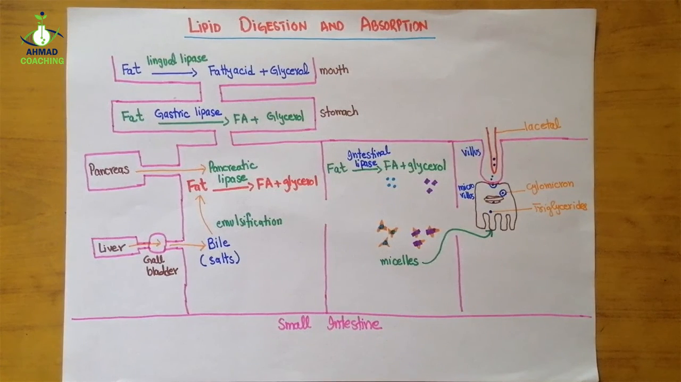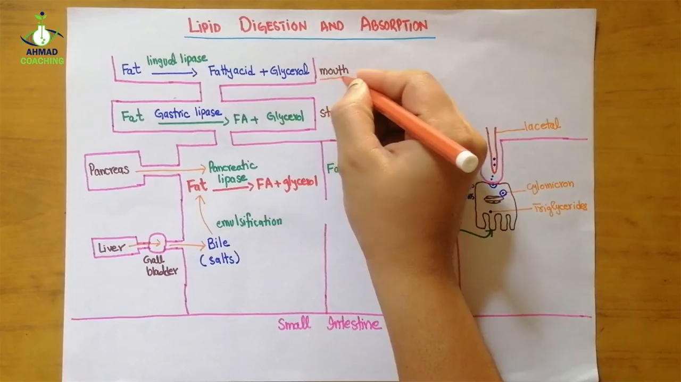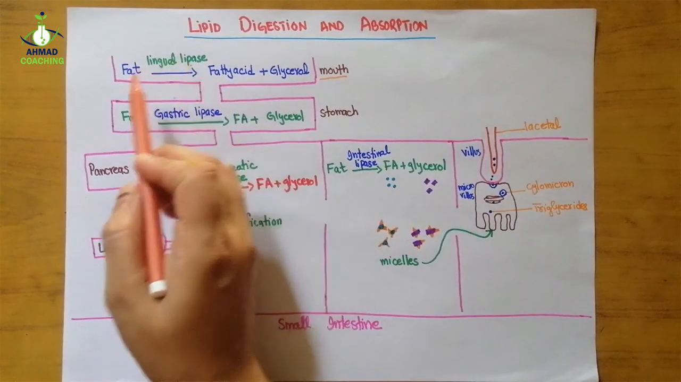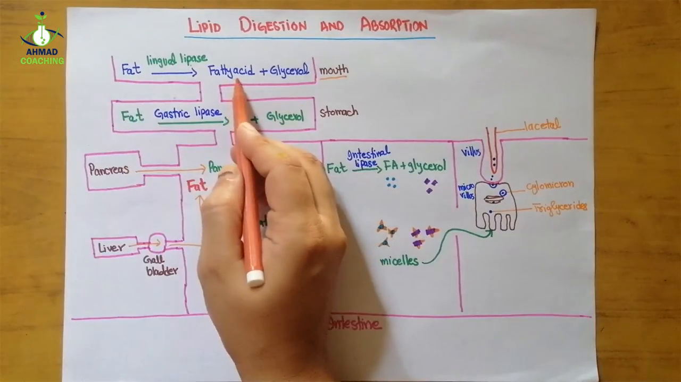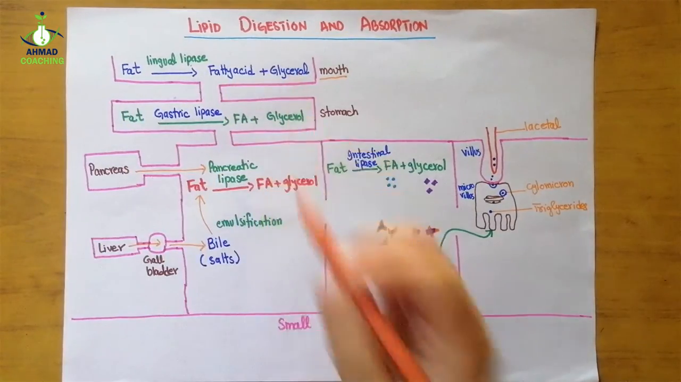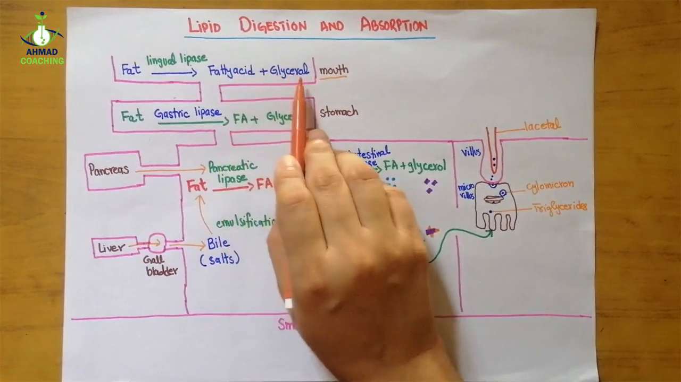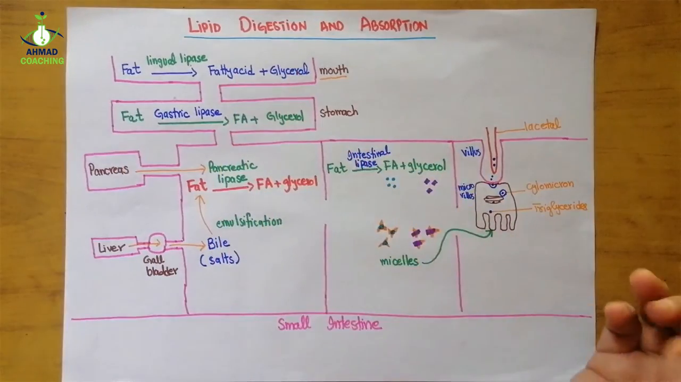Today we are going to study lipid digestion and absorption. The digestion of lipid starts from the mouth. In the mouth we have lingual lipase, which is going to convert the fat into fatty acid and glycerol. A fat molecule is made up of 3 fatty acids and 1 glycerol molecule combined together.